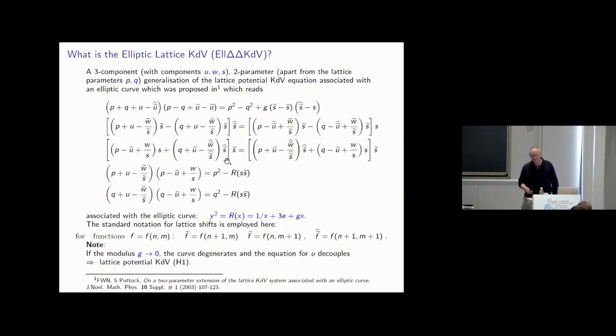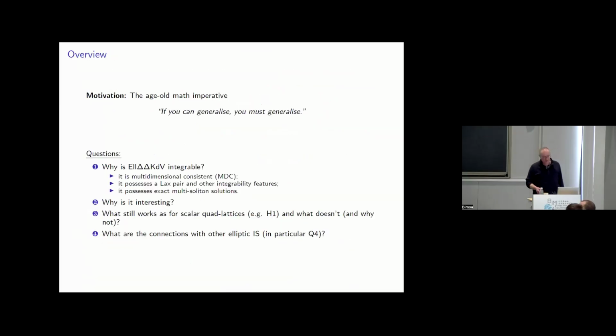So then the question may come up, why would you consider such a system that is so complicated, and why venture into this direction? Well, of course, the age-old math imperative: if you can generalize, you must generalize. And in fact, it gives an indication that maybe this potential KdV or this quad lattice equation is just the top of an iceberg, below which under the water you have a huge other iceberg which you can hit, and which pulls into question all kinds of results that we know about the quad lattice equations.